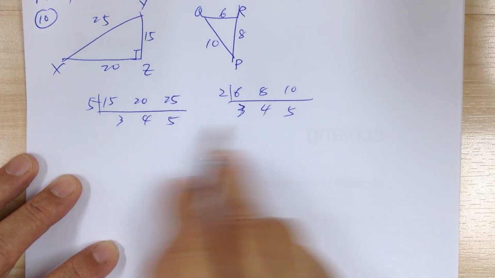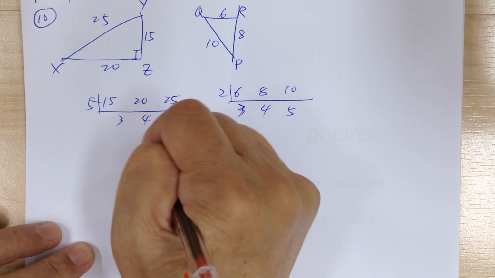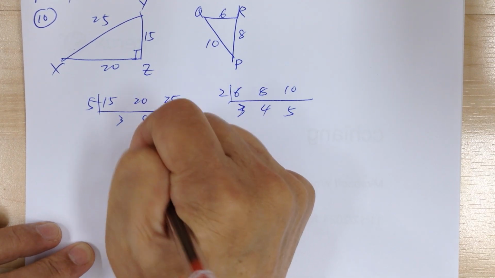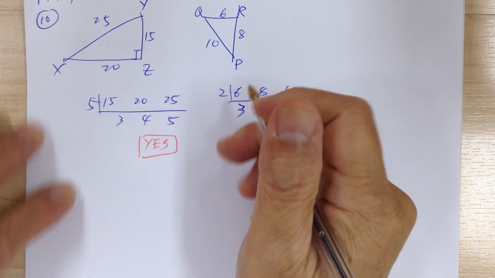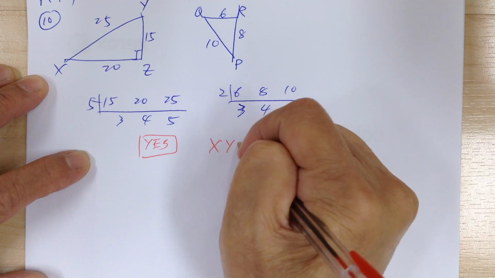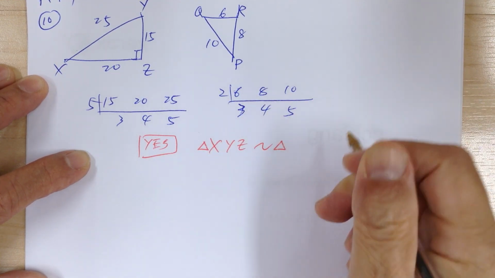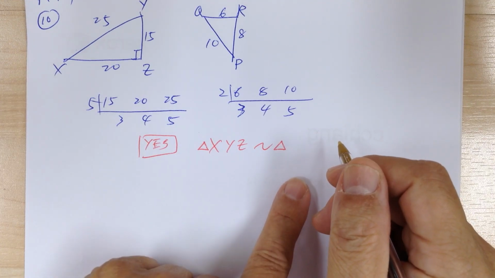So again, you can see that this is yes. So the first part of the answer is yes, they are similar. Now you have to write a similarity statement. So again, first I'll just write alphabetically, so it'd be X, Y, Z. Now this is a triangle, so you have to write triangle, similar to triangle. Now here you have to watch out for your letters.